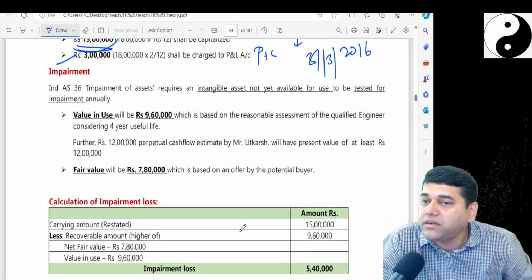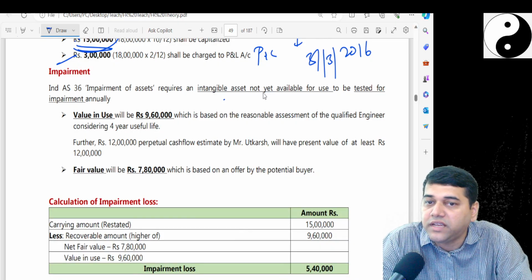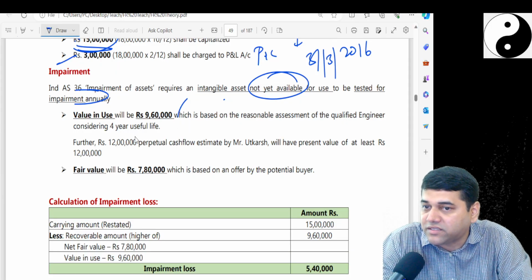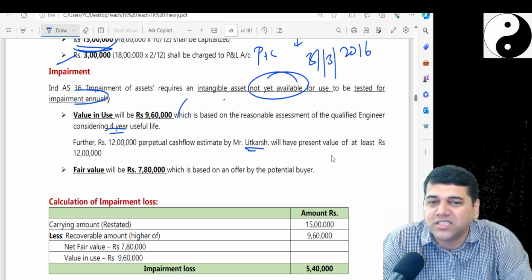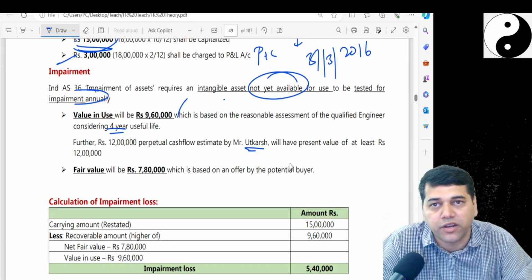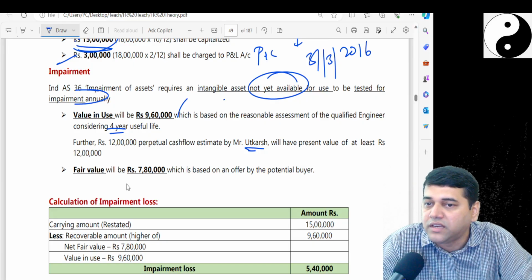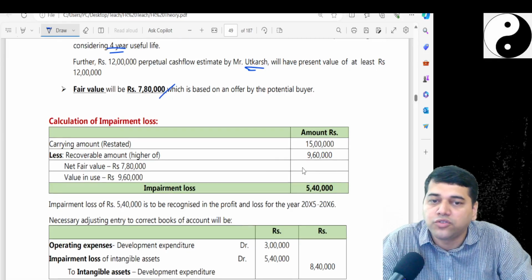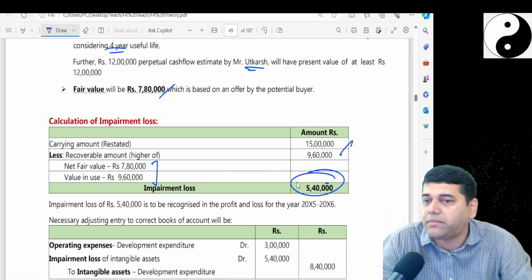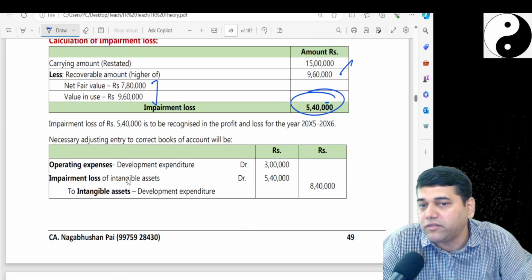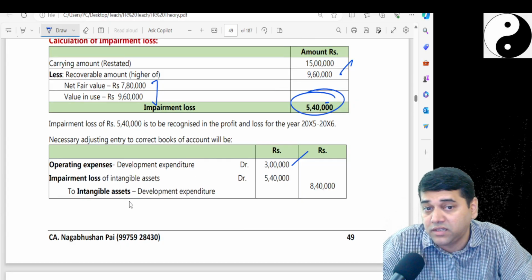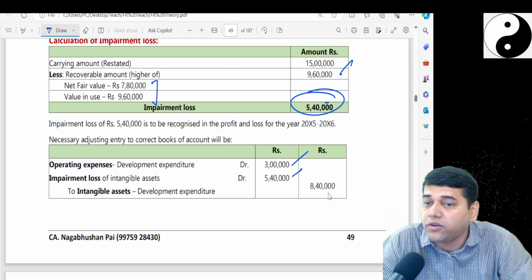Next is the impairment. An intangible asset not yet available for use should be tested for impairment annually. Value in use is 9 lakh 60 because Utkarsh's view doesn't make sense, that technology will remain forever. So you would have gone with Neha's assessment. Fair value is 7.8. So the higher of these, 9.6, will be the recoverable amount, and you will take an impairment loss. Thus you will be passing one accounting entry. 3 lakhs you will take to development expenditure because you must have capitalized. Okay, impairment loss 5.4 and 8.4.